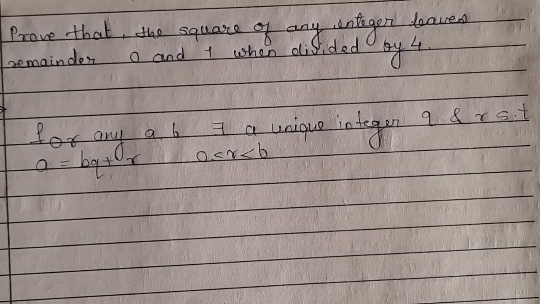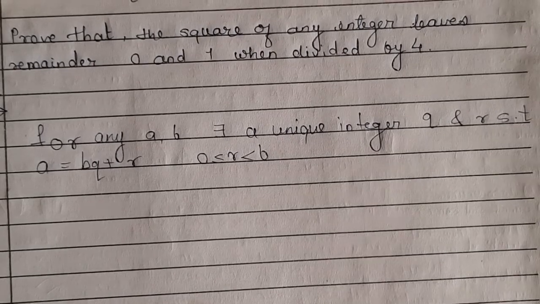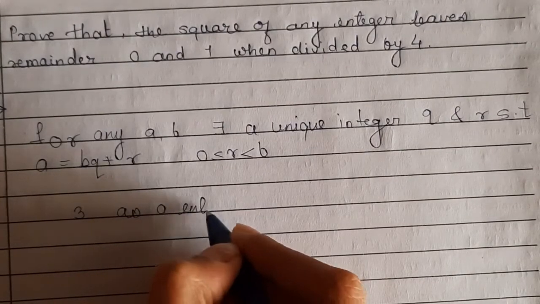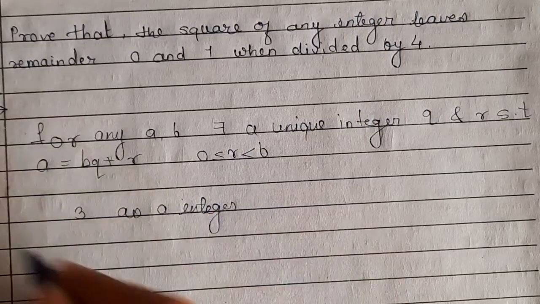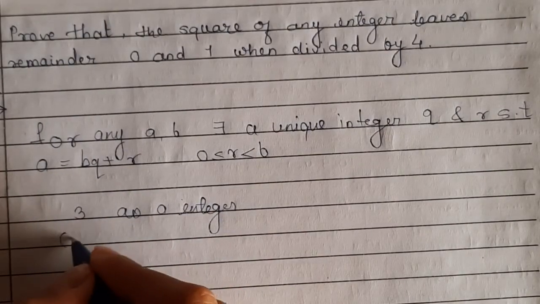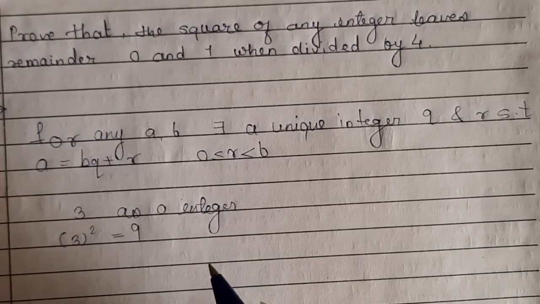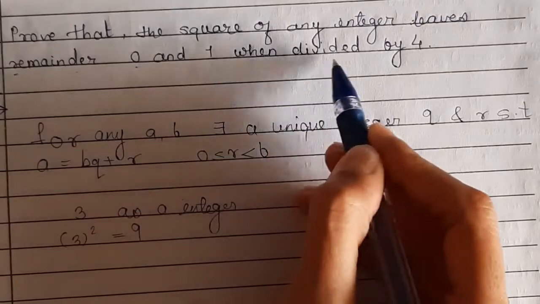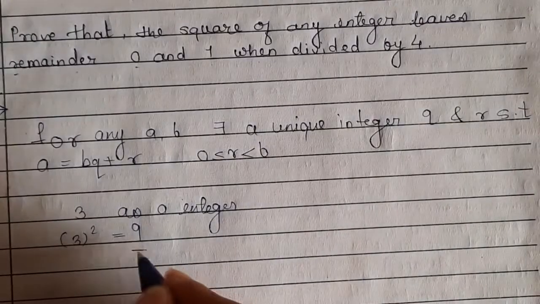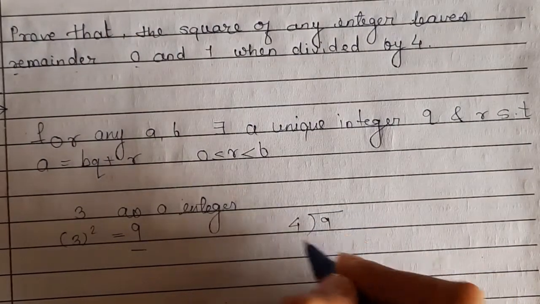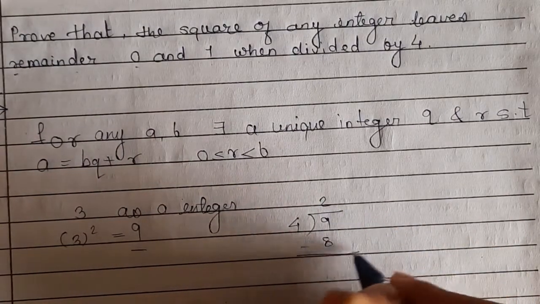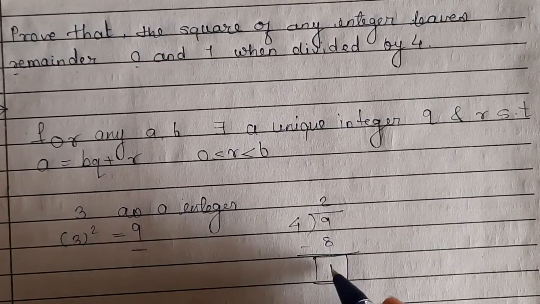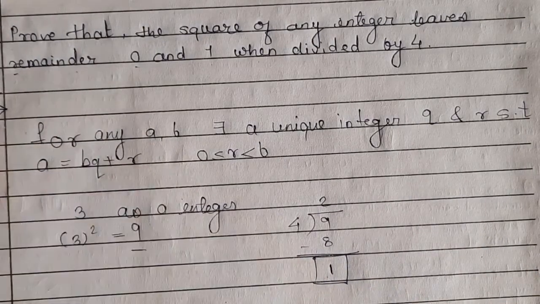The square of an integer means, suppose we take 3 as an integer and we square it, we get 9. That leaves remainder 0 or 1 when divided by 4. If I divide 9 by 4, then I get remainder 1. So in this example, the condition, that 1 is a remainder, is satisfied.